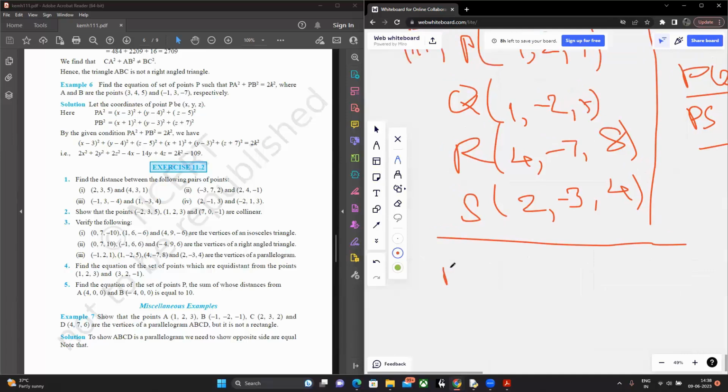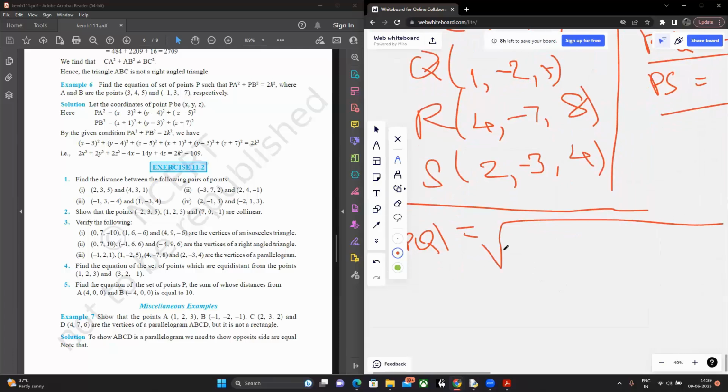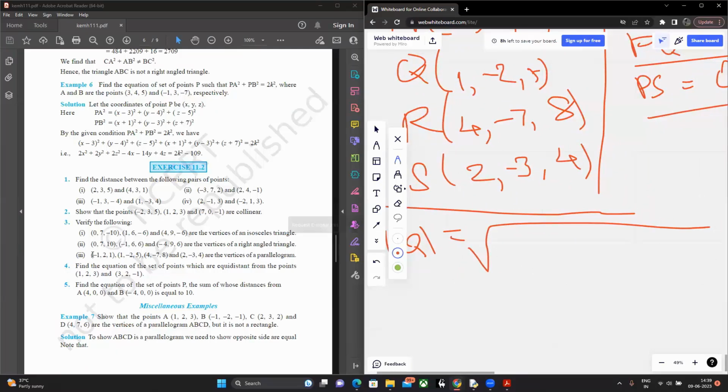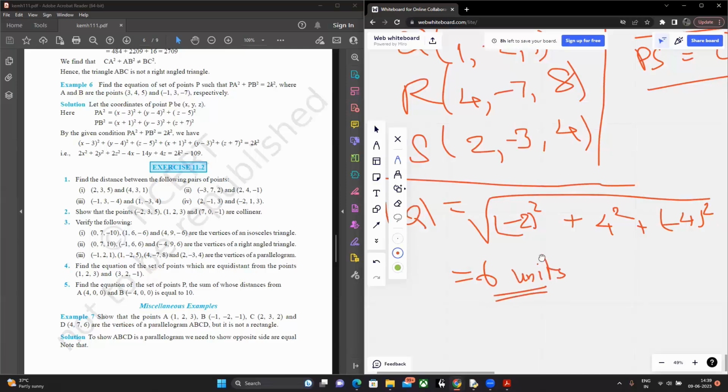So we have mod PQ being again defined as square root of (x1 minus x2) whole squared, that is going to be minus 2 squared, plus this is going to be 2 minus 2, that is going to be 4 squared, plus 1 minus 5, that's going to be minus 4 the whole square. And this is 16 plus 4, that is going to be 36, and root 36 is basically 6 units.